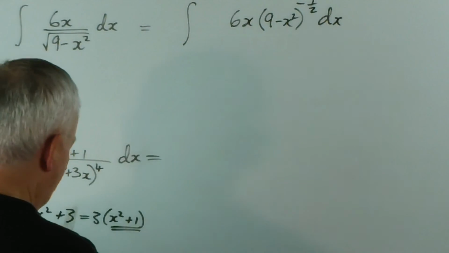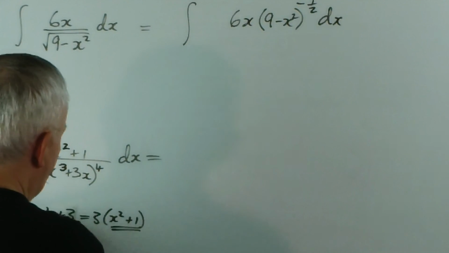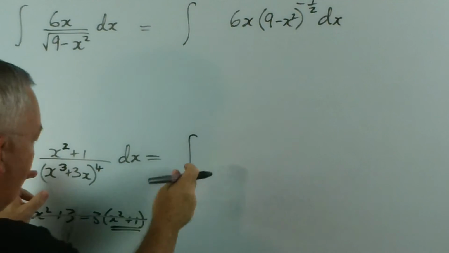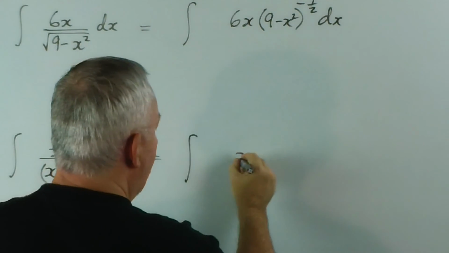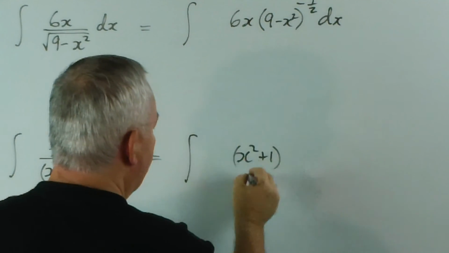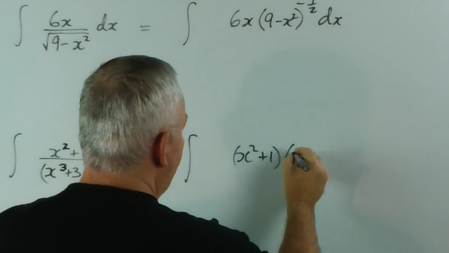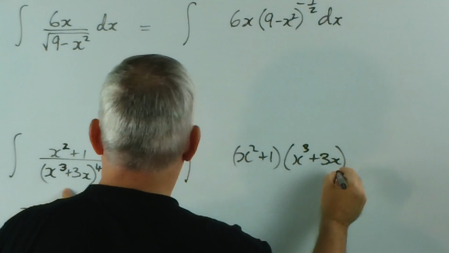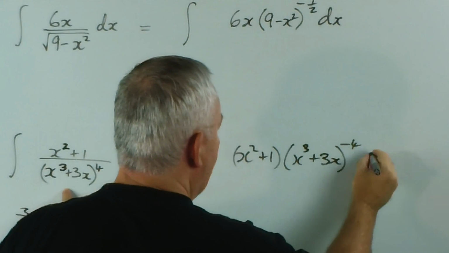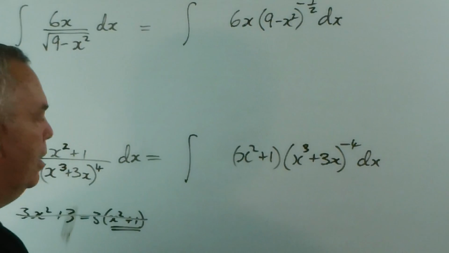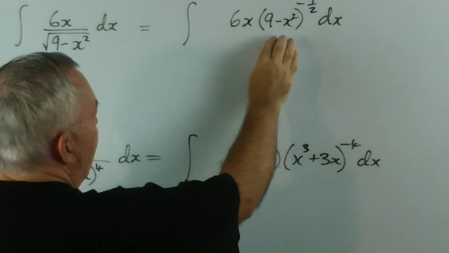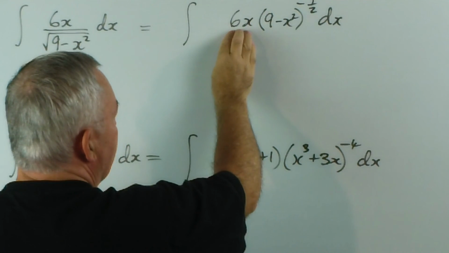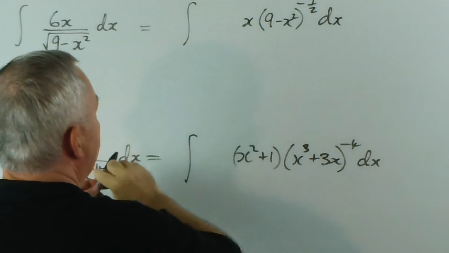This one, I should remove that, but we'll just put a line through so I ignore it. This is the integral. I'm going to leave a gap again for the numbers. x squared plus 1 times x cubed plus 3x to the power -4 dx. Now the first thing we want is the derivative of this out the front. So I'm actually going to move the 6 out of the road.